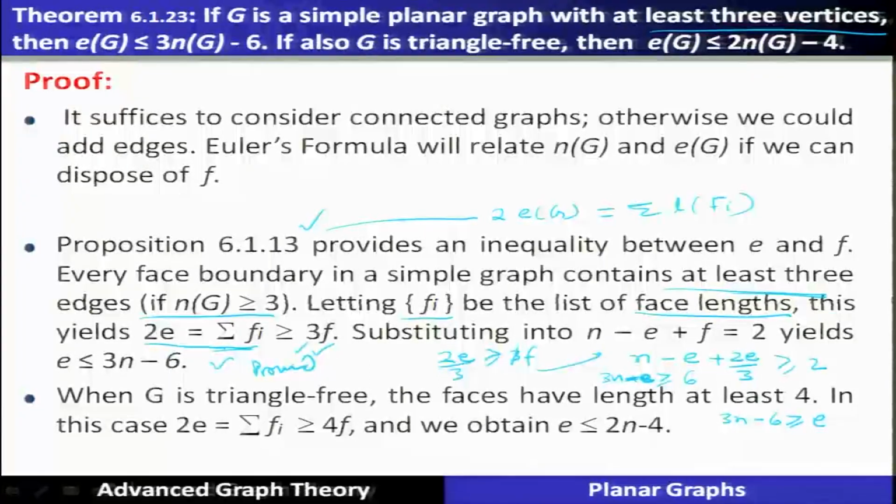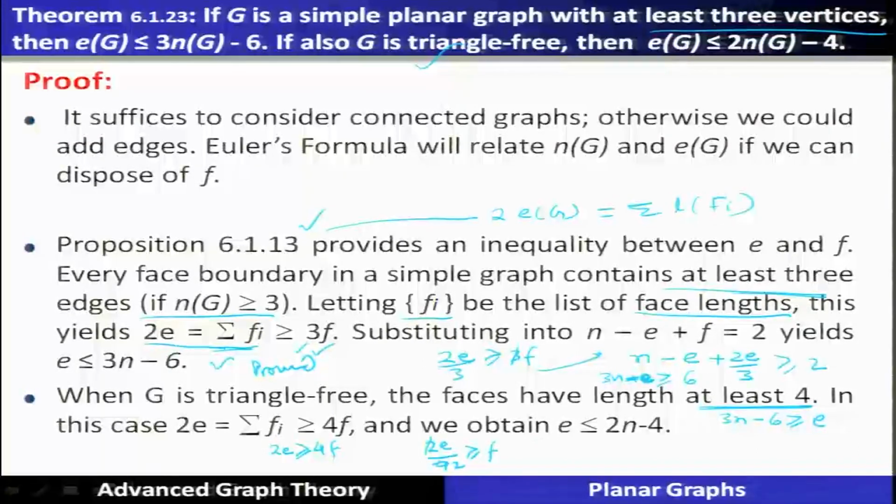Now, another part of this particular theorem says that if G is triangle free, then the faces have lengths at least 4, hence 2E is greater than or equal to 4 times F. So, 2E by 4, that is F.